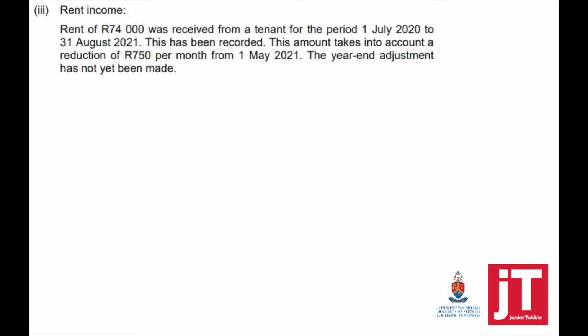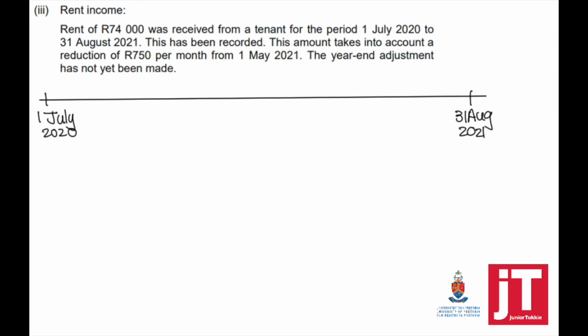So how do I start? If I look at a timeline, our accounting period starts the 1st of July 2020. And the rent from the tenant has been received until 31 August 2021. Our accounting period ends 30 June 2021, which means that falls outside of our accounting period. And anything that falls outside of our accounting period must be taken out.